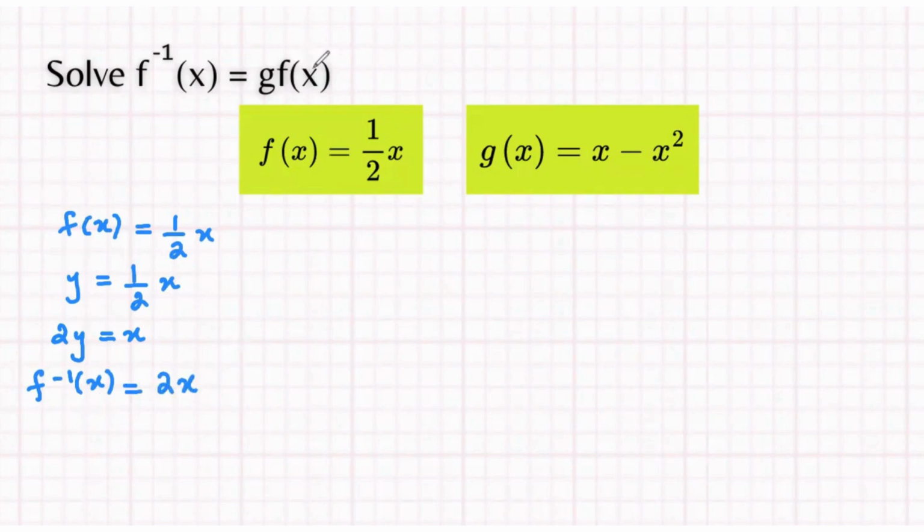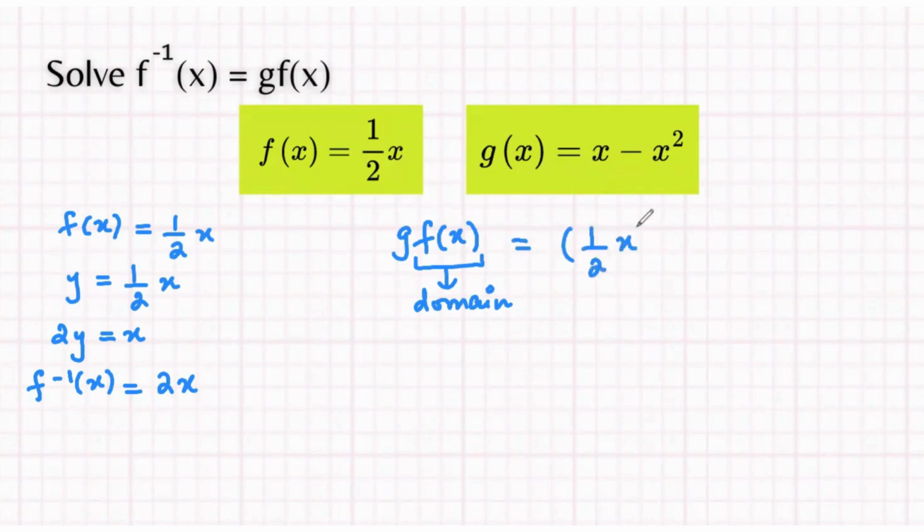Now let's move on to the composite function. So they're asking us to find g of f of x. G of f of x means we're going to replace the domain of x, the function f of x. So this is your domain now. And that means that x will become 1 over 2x.